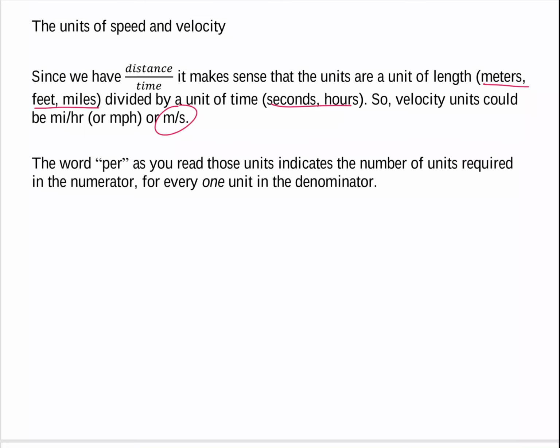So the word "per," when you read these units, like miles per hour or meters per second, indicates the number of units required in the numerator for every 1 unit in the denominator. So we are doing a division there, okay? It's how many miles do I go for every 1 hour, or how many meters have I gone for every 1 second that has gone by, or feet per second, how many feet did I go in 1 second?